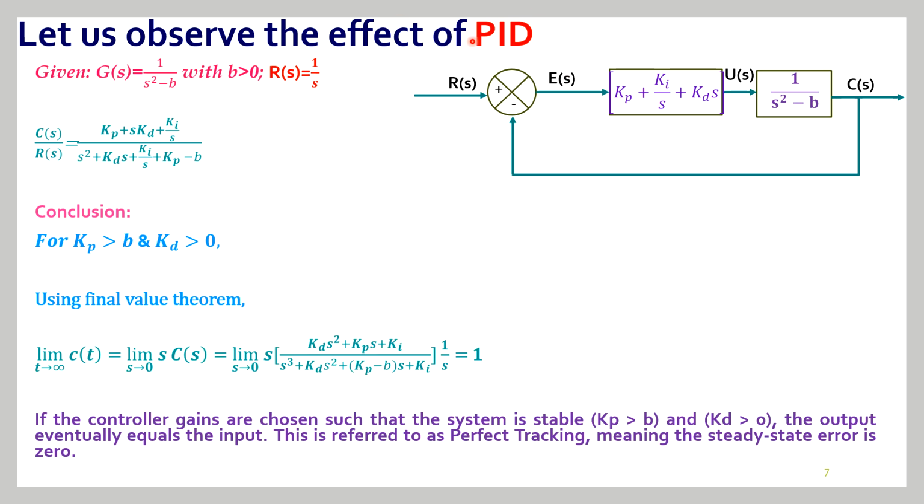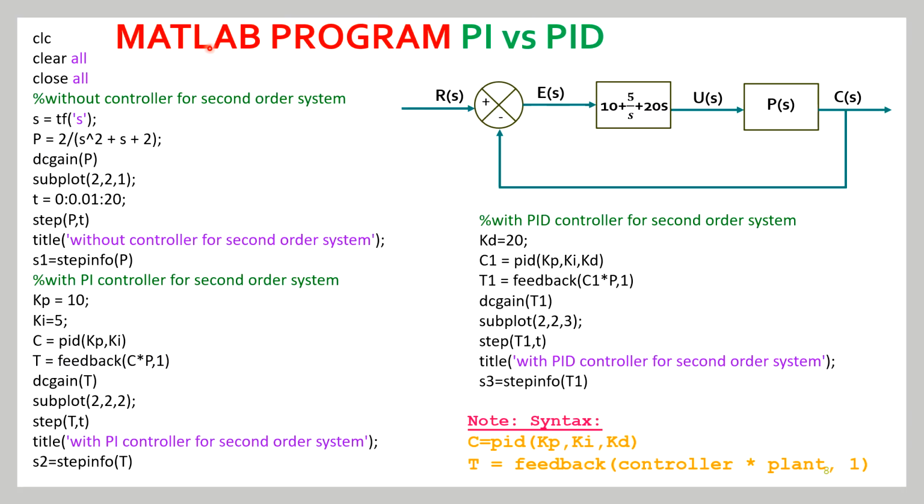Hope you understood the importance of proportional, integral and derivative controllers. Let us cross check the same with the MATLAB results. A MATLAB program is written with 3 stages. The first stage is without controller. My assumed plant function is 2 divided by s square plus s plus 2. Then the proportional controller is introduced, then the proportional integral controller is introduced, then the proportional integral derivative controller.